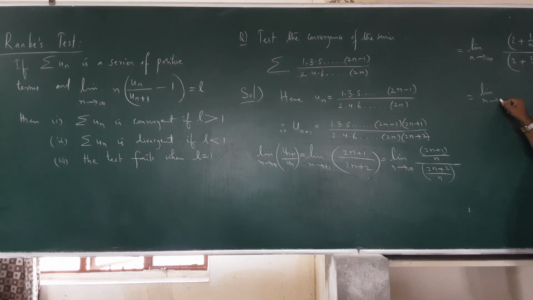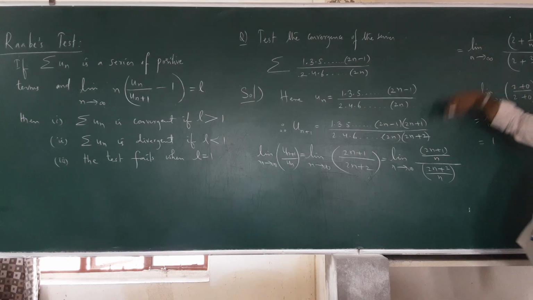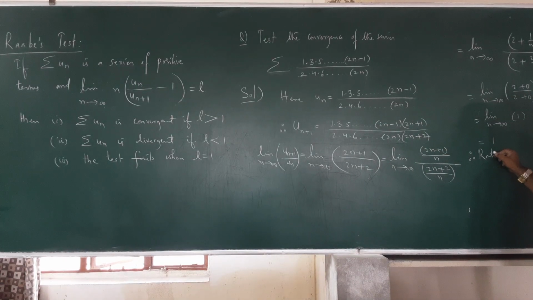limit n tends to infinity. Some formal steps I'm writing. This is 2 plus 0 divided by 2 plus 0. This is 1, and limit is applied to a constant, then it is constant only. Limit n tends to infinity 1. Because it is not involving n, it is just 1. Limit of a constant is the constant itself. What is this one? It is the limit of this one. Therefore ratio test fails.